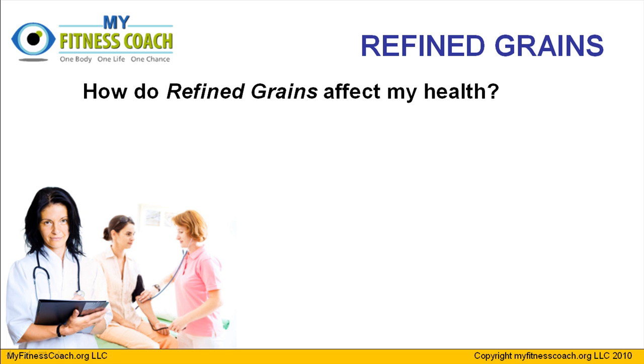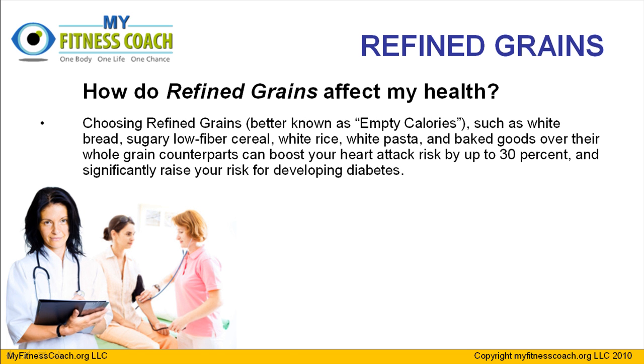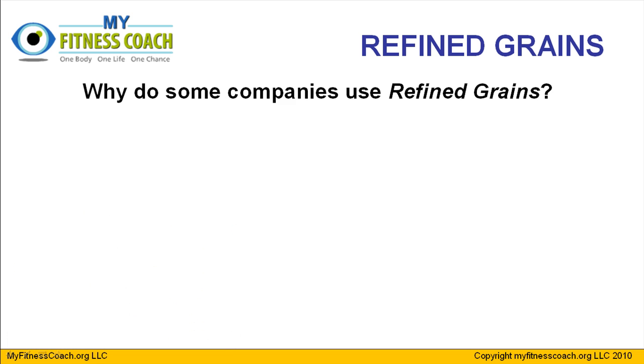So how do refined grains affect your health? Well, choosing refined grains, what I call empty calories, such as white bread, sugary low-fiber cereal, white rice, white pasta, and baked goods, over their whole grain counterparts can actually boost your heart attack risk by up to 30% and significantly raise your risk for developing diabetes.